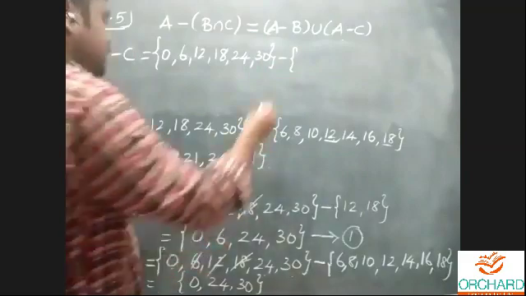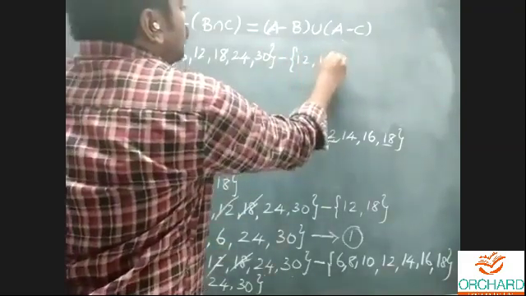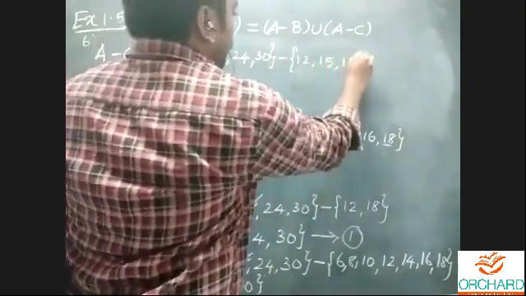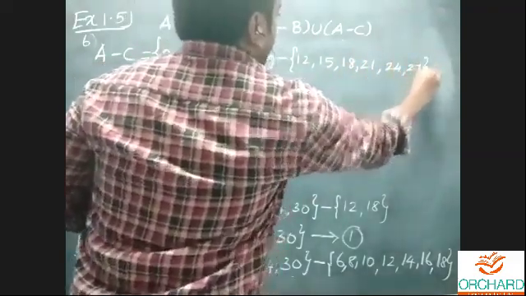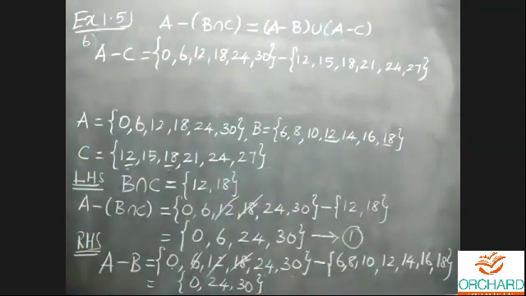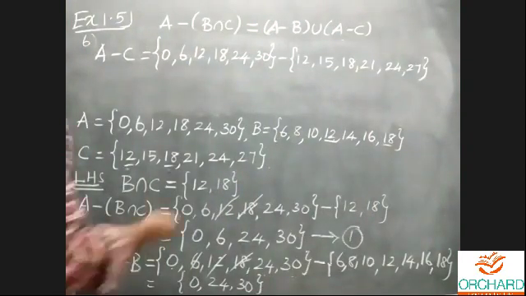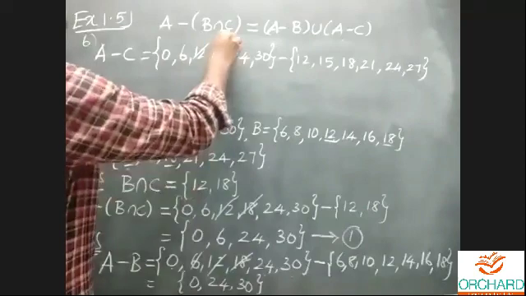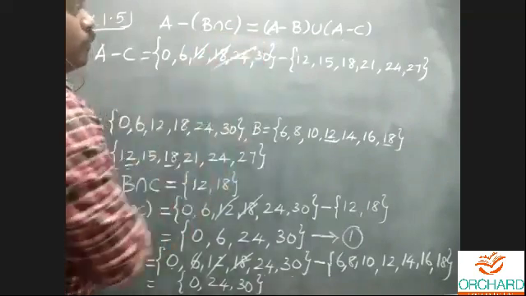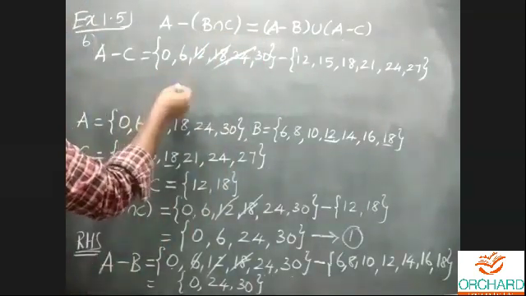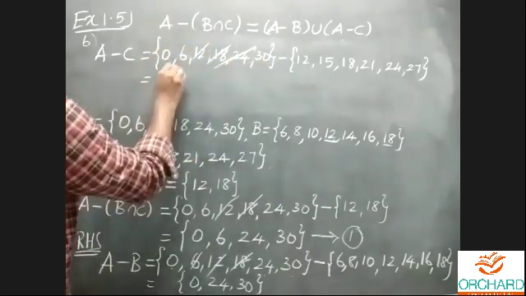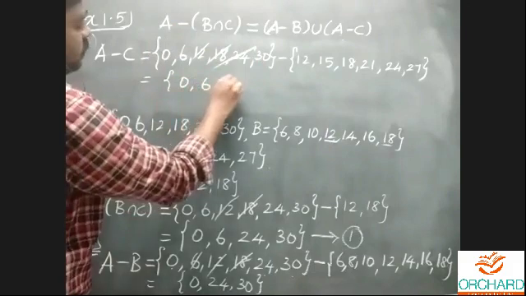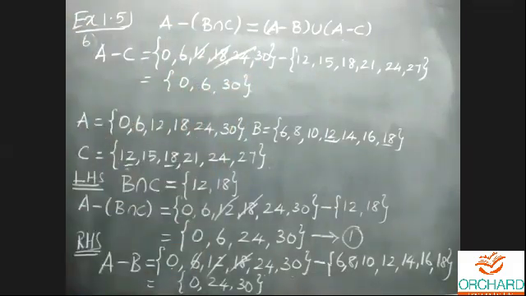What is the element of set C? 12, 15, 18, 21, 24, 27. Now we can remove the common elements. Which elements are common? 12, 18, 24. After removing those elements, write down the remaining elements of the first set: 0, 6, 30. This is called A difference C.